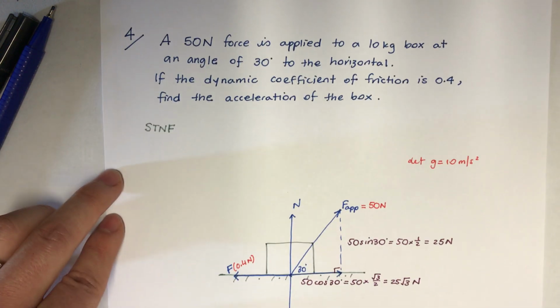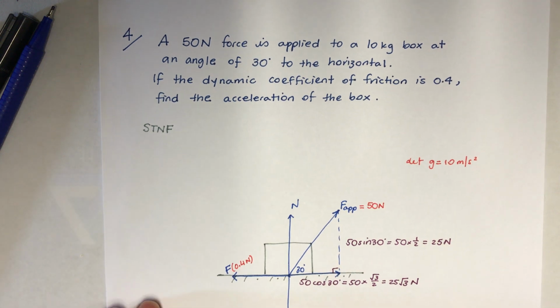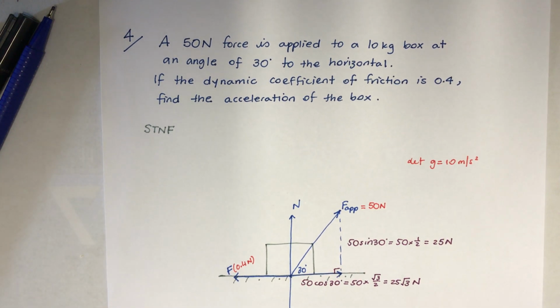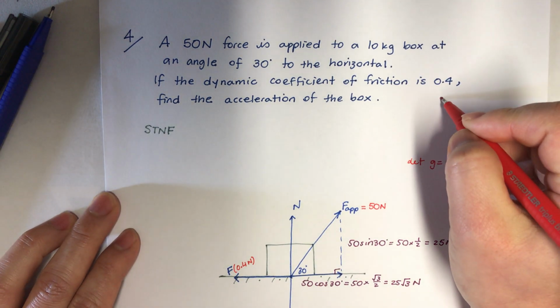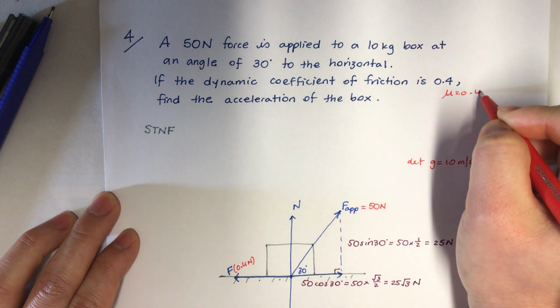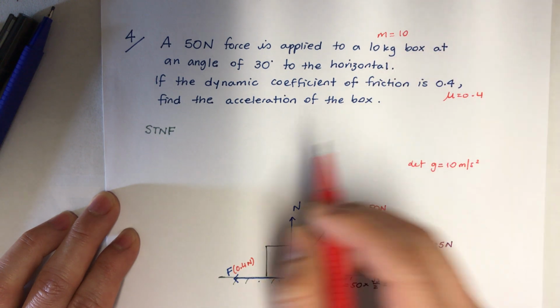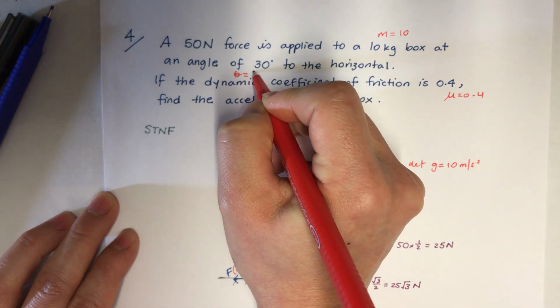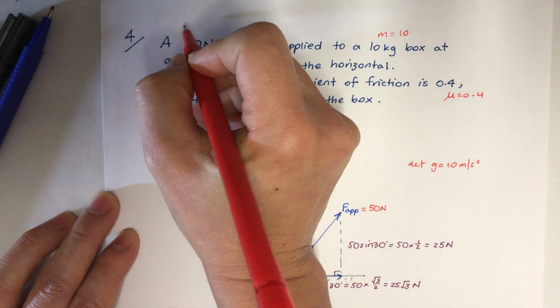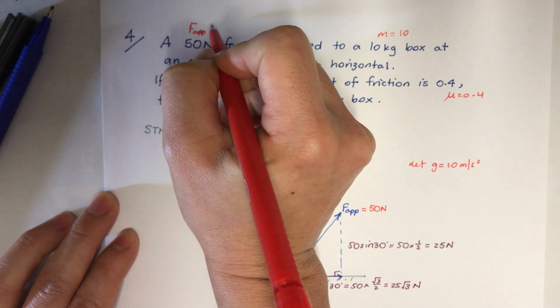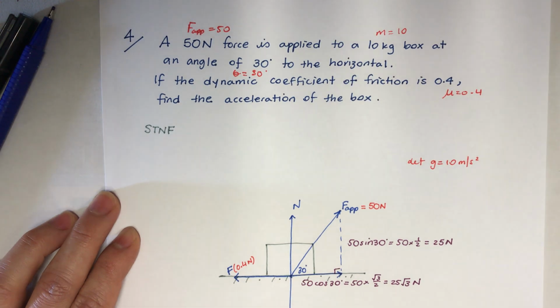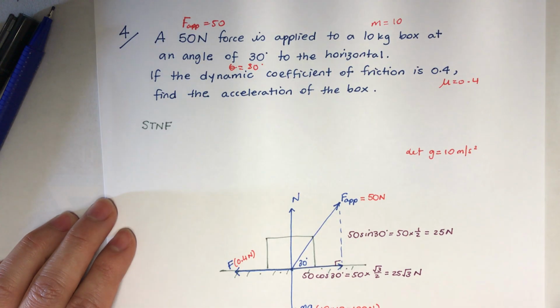So question 4. A 50 Newton force is applied to a 10 kilograms box at an angle of 30 degrees to the horizontal. If the dynamic coefficient of friction is 0.4, so the mu is 0.4, the m equals 10, the theta equals 30, applied force equals 50. Okay, so we got other things happening.